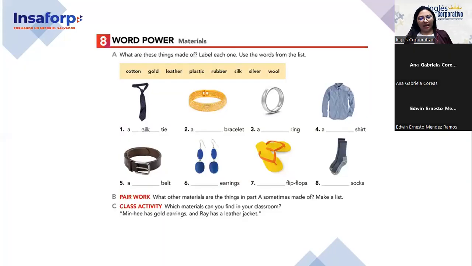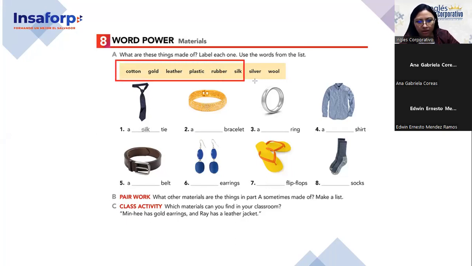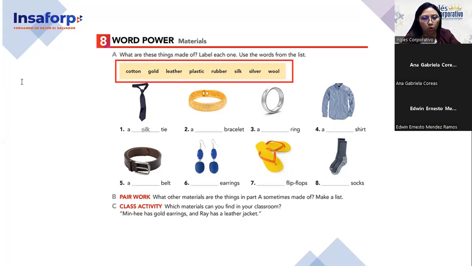Look, aquí están los materiales. Cotton, gold, leather, aquí están en esta parte, in this part. Gold. Aquí están. 8 different materials. Vámonos con gold. ¿Qué cosas podemos encontrar con este material, gold? Give me some earrings. Examples, please. Muy bien, earrings. ¿Qué más?